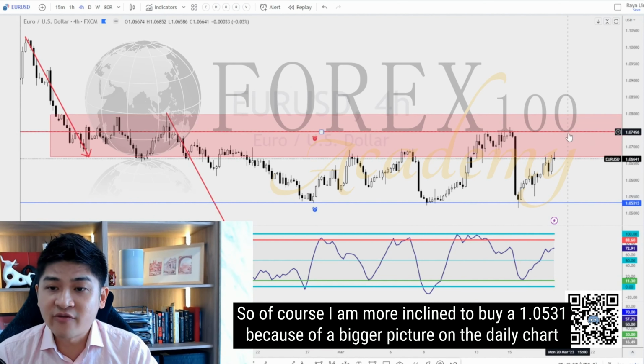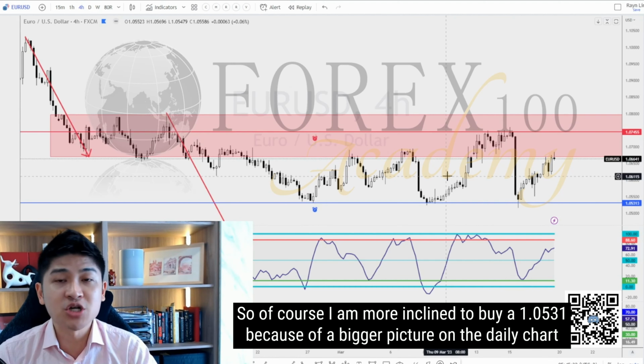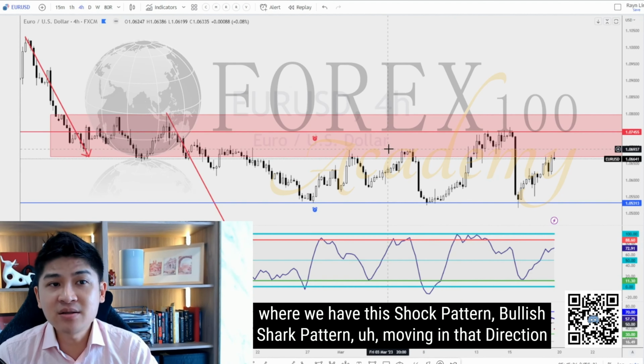Of course, I am more inclined to buy at 1.0531 because of the bigger picture on the daily chart, where we have this bullish shark pattern moving in that direction.